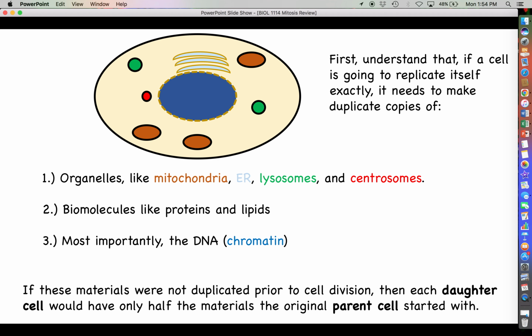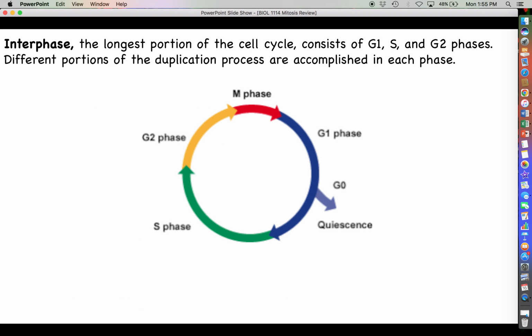You can see right away how this is not a sustainable thing in the sense that every new generation of cell is going to have half as much DNA, half as much protein, half as many mitochondria as the cell that came before it. And eventually, after multiple generations, you'll end up with cells that have barely anything to work with, and that's not the way that cell biology works.